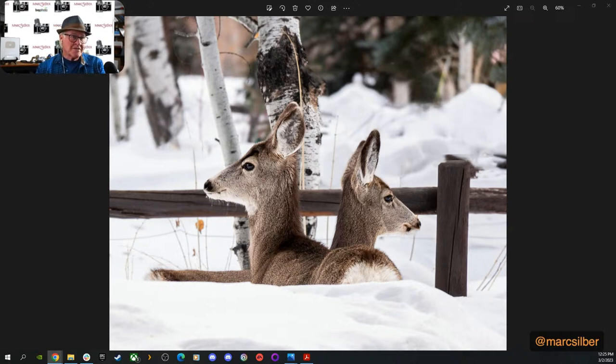Otherwise, it's gorgeous. You want to give your eye also a little space, and it's a little compressed, so that'll give us a little more feeling of depth there as well.